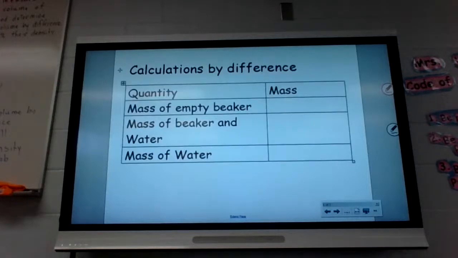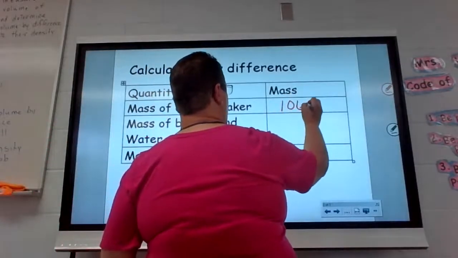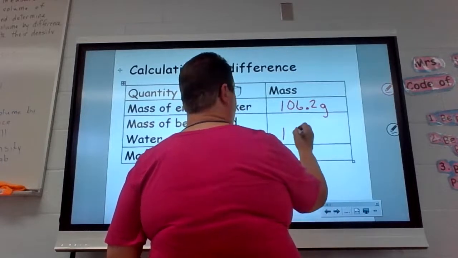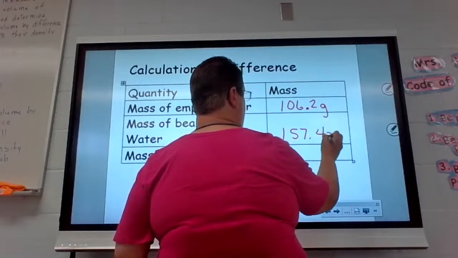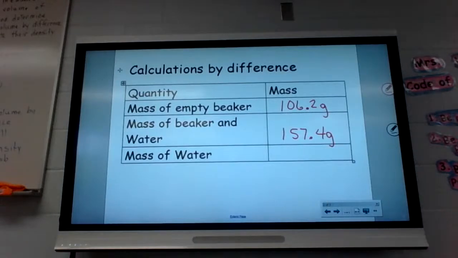All right, so this is the data table you used yesterday. So when you had, and I'm just going to make up a number, let's say our beaker weighed 106.2 grams. And you put some water in it, and it weighed 157.4 grams. When I subtract, first of all, I'm going to use a calculator to make sure I do it right. And secondly, I'm not going to follow Anthony's lead and round. Oh my gosh. Okay, that's the last time I'm going to say that to you. Okay, so 157.4 subtract 106.2. And I get 51.2 grams.